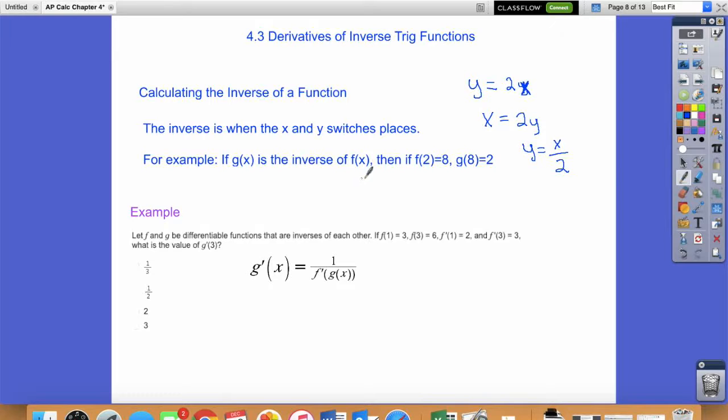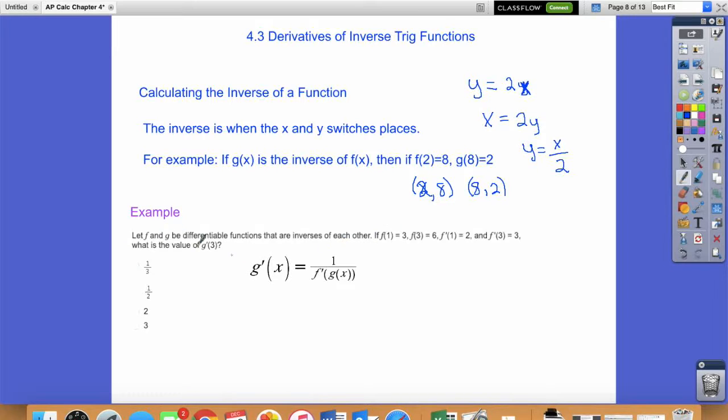In function notation, if g of x is the inverse of f of x, then what this is saying is basically when my x value is 2, my y value is 8, so the inverse, they would flip. My y becomes my x, and my x becomes my y.